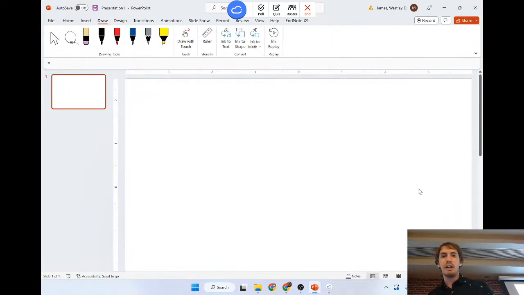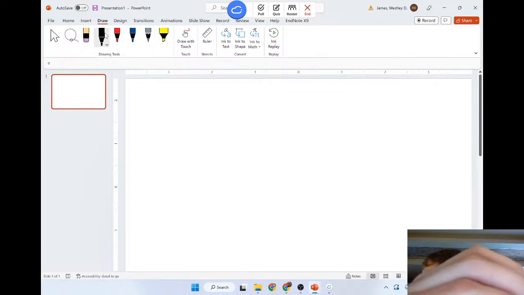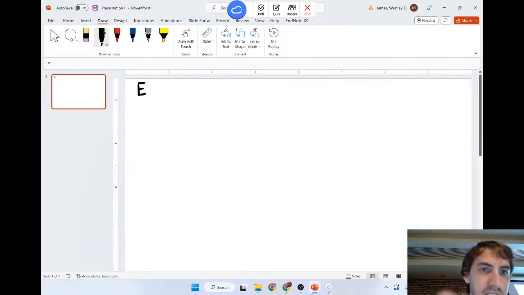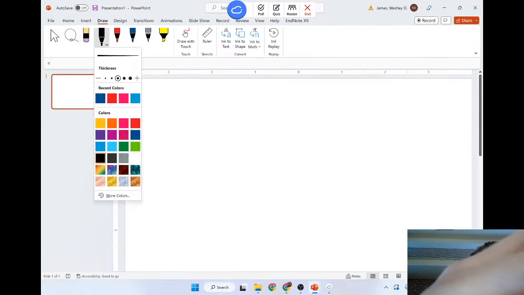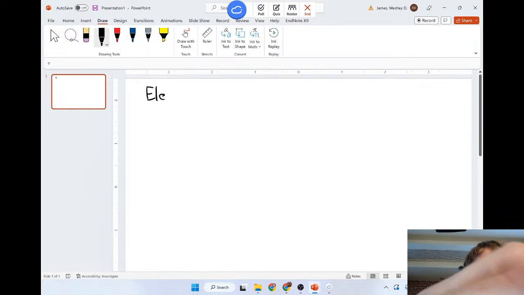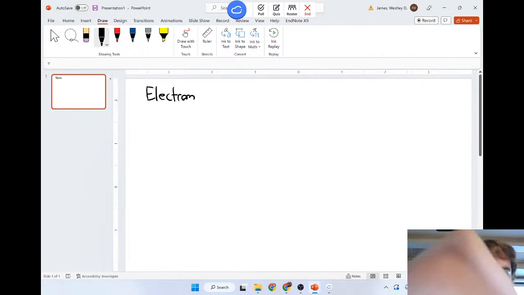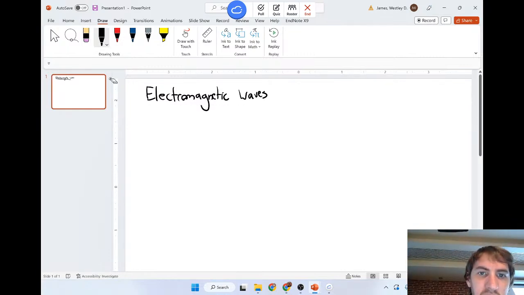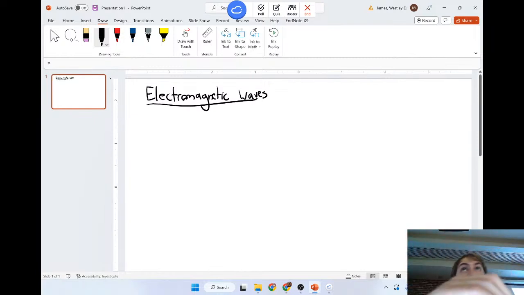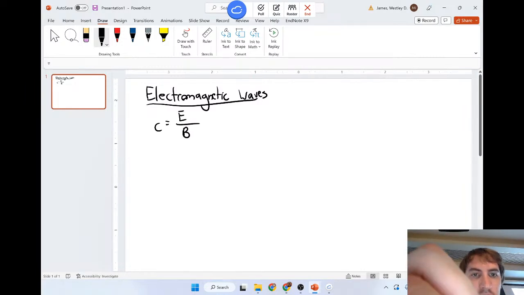So first thing we learned about, and by first thing I mean last week, we had electromagnetic waves. Electromagnetic waves was the name of the last section. And we started off with saying that waves are made of two things, electric fields and magnetic fields. And we had a really simple equation that said that C equals E over B. Really simple equation.